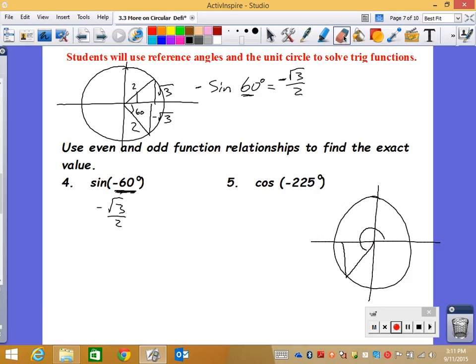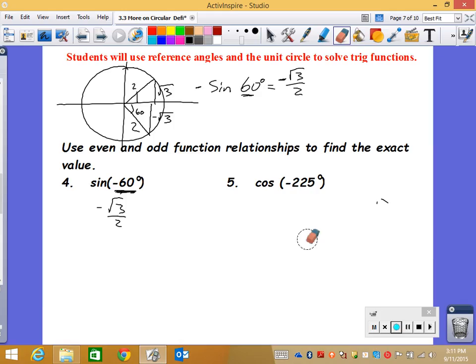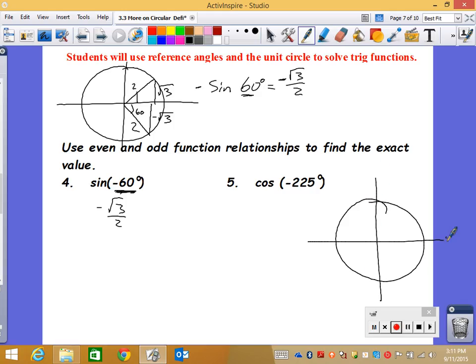I drew that in the wrong direction. I apologize. It's a negative 225, so let's draw that correctly. It's always good to go back and check your drawings, because everybody gets them wrong sometimes. Negative 225, so we come around the negative side, and we're going to end up in the second quadrant. So to find my reference angle now, I take 225 minus 180, the same, and I get a reference angle of 45 degrees.